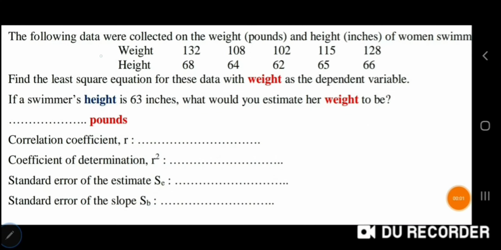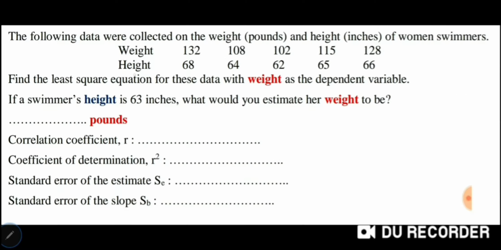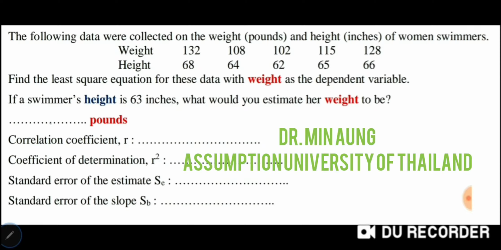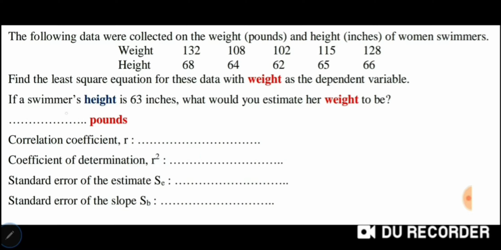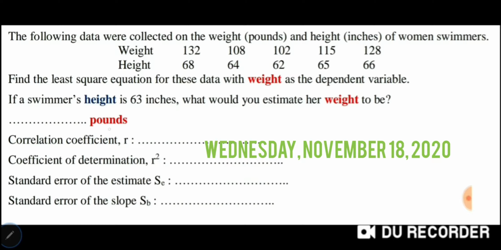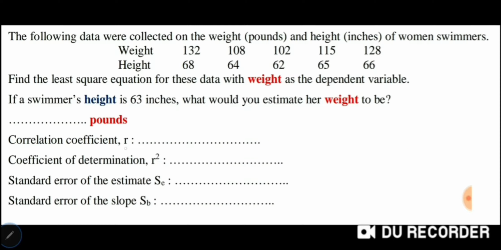The following data were collected on the weight and height of women swimmers. Find the least square equation for these data with weight as the dependent variable. If a swimmer's height is 63 inches, what would you estimate her weight to be? Measurement in pounds. Correlation coefficient R. Coefficient of determination R square. Standard error of the estimate S sub E. Standard error of the slope S sub B.